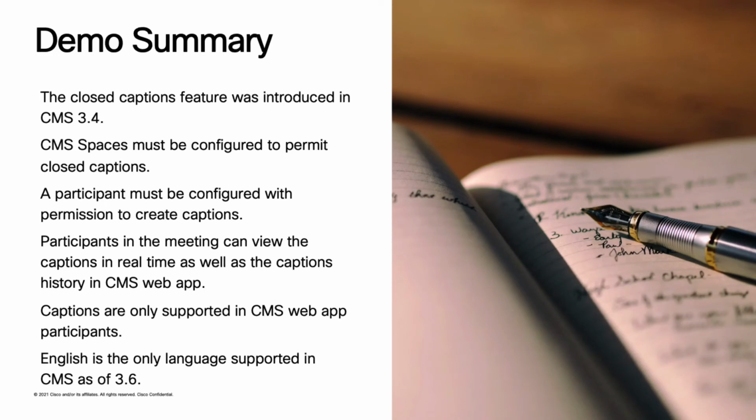Closed captioning was introduced in CMS 3.4. CMS spaces must be configured to permit closed captions. A participant must be configured with the permission to create captions. Participants in the meeting can view the captions in real time as well as captions history in the web app. Captions are only supported in CMS web app, and English is the only language supported as of CMS 3.6.